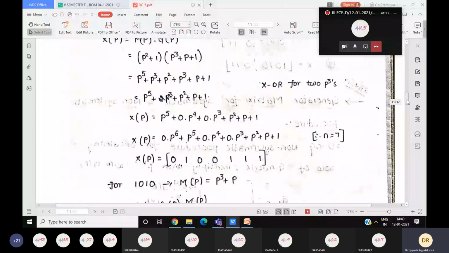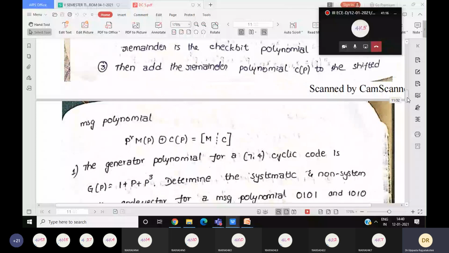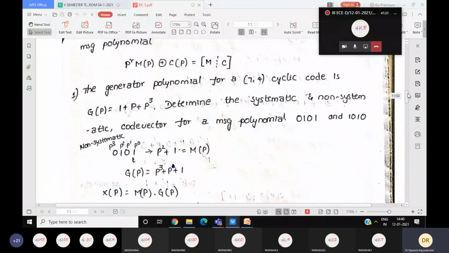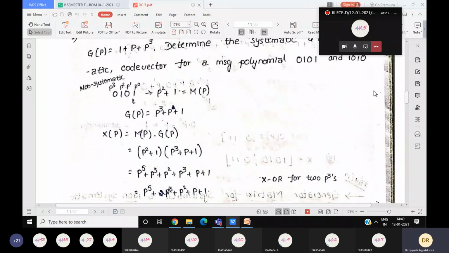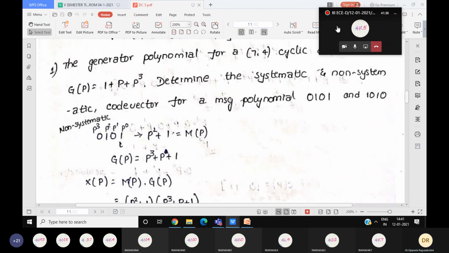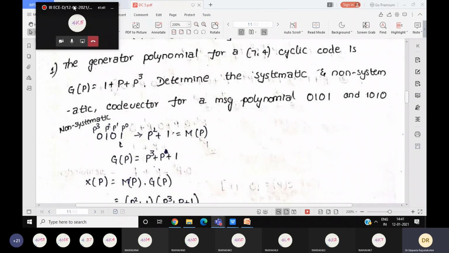Okay, here you can see, in the same example, I will tell you the procedure for doing this using systematic and non-systematic processes. Here, what is the question? Please see carefully. The generated polynomial for a 7, 4 cyclic code is g of p equal to 1 plus p cube. This is the generated polynomial given here.